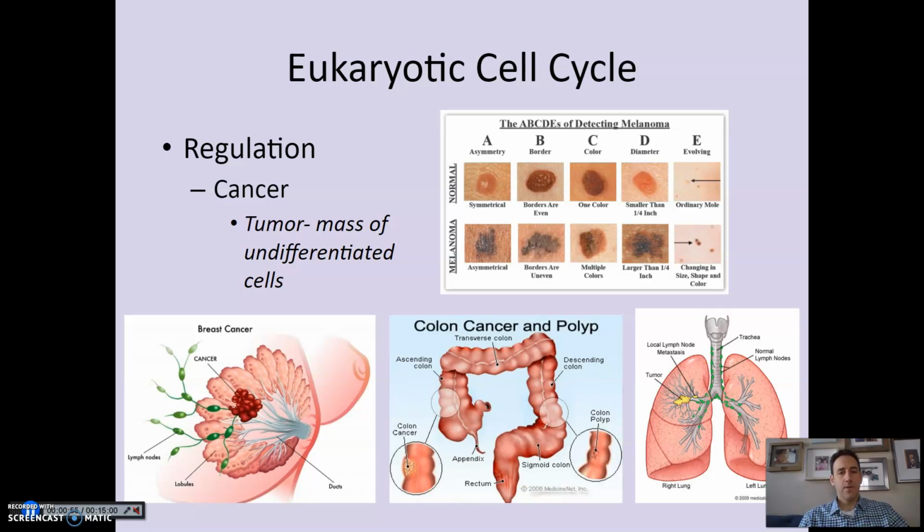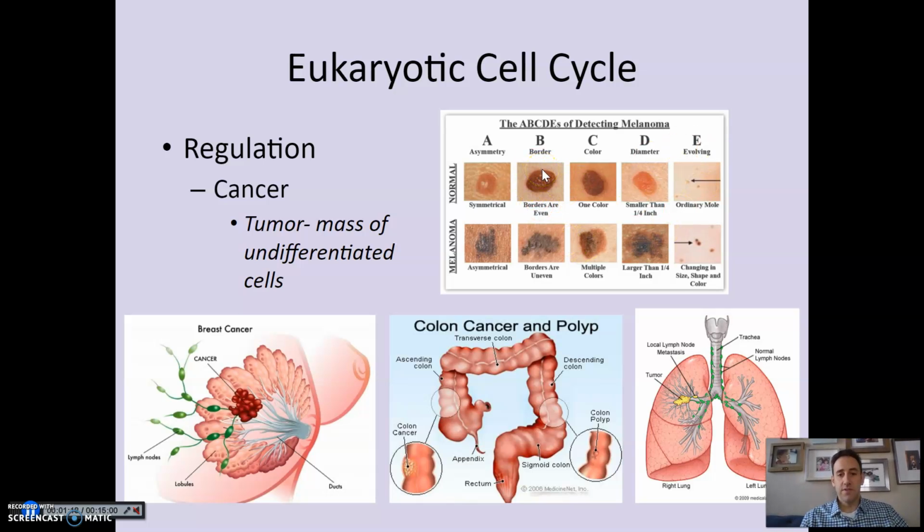So one word you probably hear associated with cancer is the word tumor. A tumor is a mass of undifferentiated cells. In other words, the cells are dividing uncontrollably, and as they divide uncontrollably, they become this mass. And that mass can manifest itself as a physical bump.